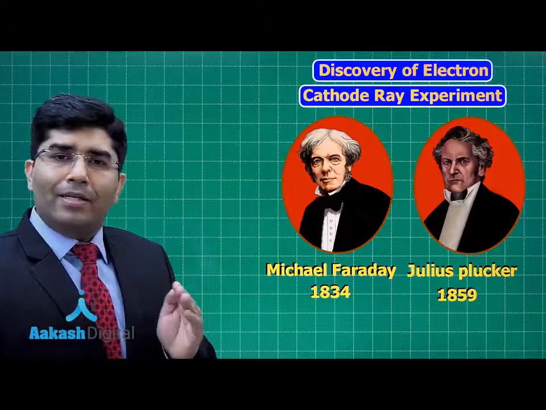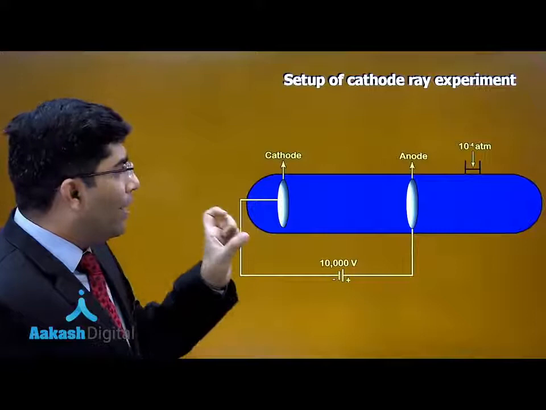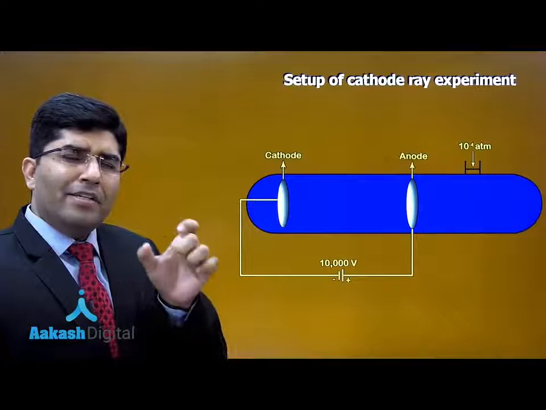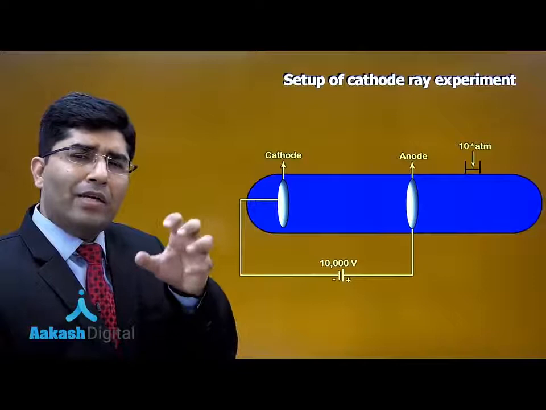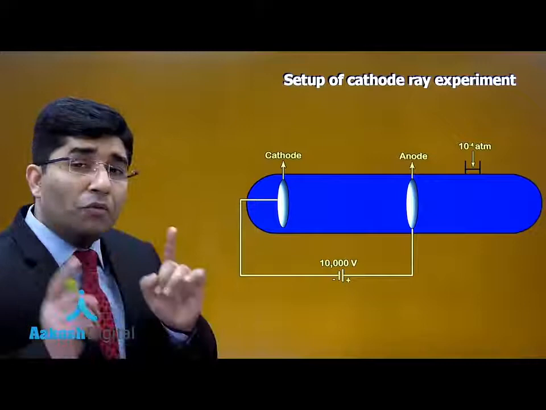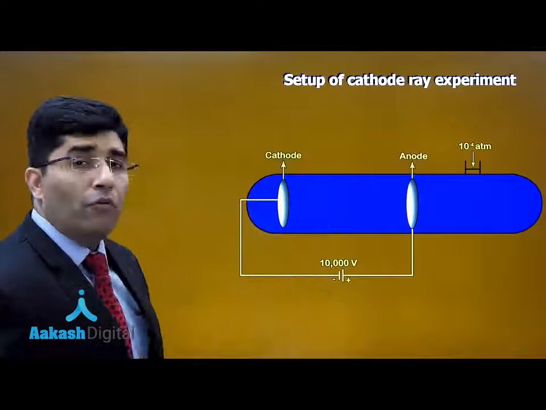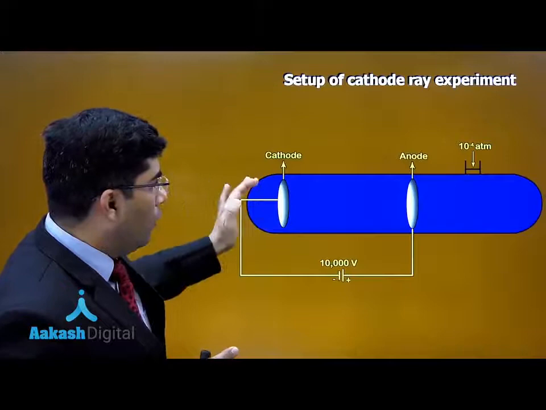So what was the setup of that particular experiment? Let us understand. He took an evacuated tube. Evacuated means it was vacuum in that tube. Since perfect vacuum is not possible, we can say that the pressure of the gas was very, very low, about 10 to the power minus 4 atmosphere. Voltage was very high, 10,000 volt, and the negative terminal was cathode and the positive terminal was anode. So this is an evacuated tube, pressure is very low, voltage is very, very high.